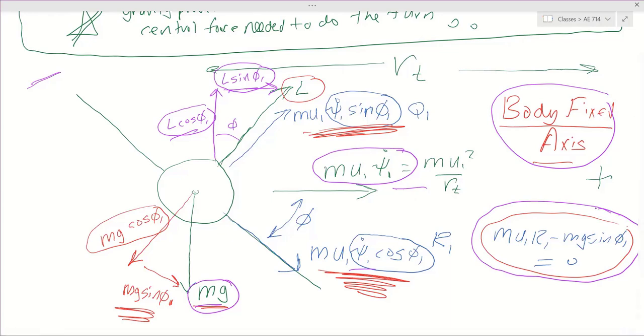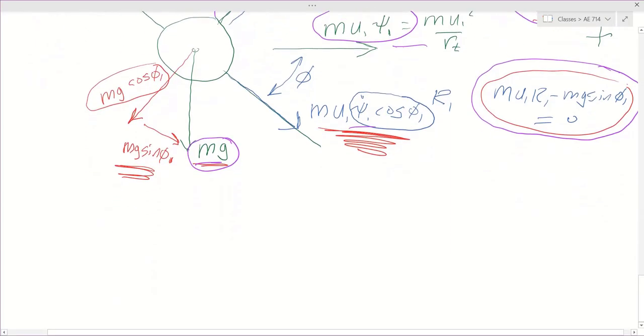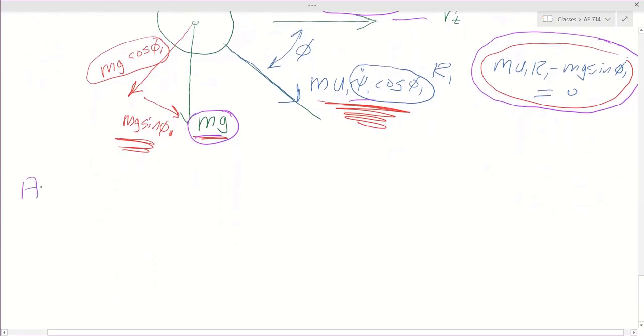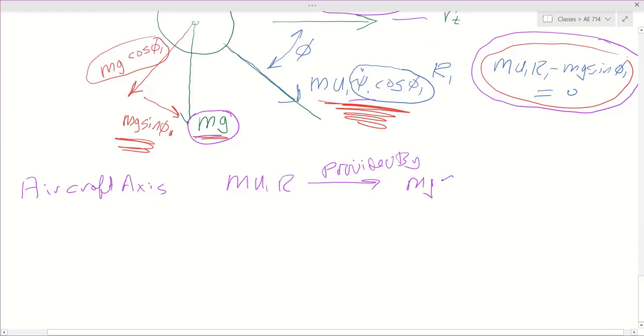So we looked at it both ways, but perhaps we ought to write these down. So in the aircraft axis, m u1 r1 is provided by mg sine phi. In the advertising world, we'll say that mg sine phi is sponsoring this term, right? And in the vertical direction, m u1 q1 is provided by that lift difference.